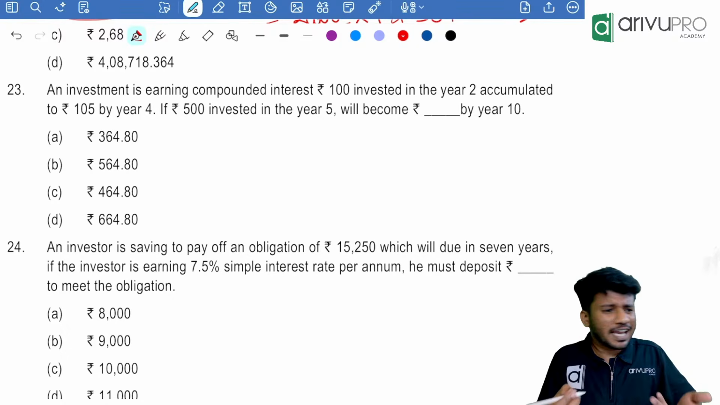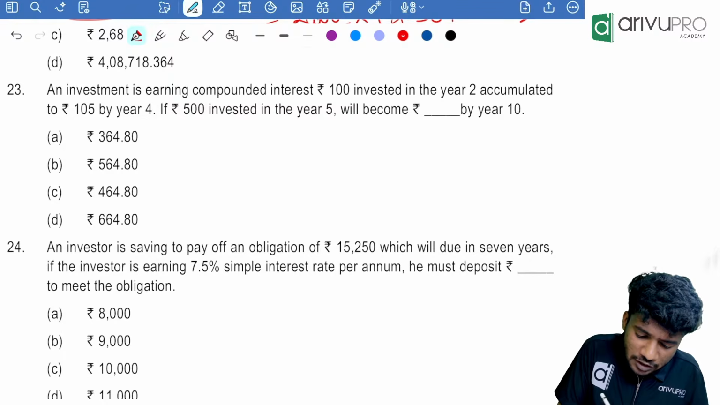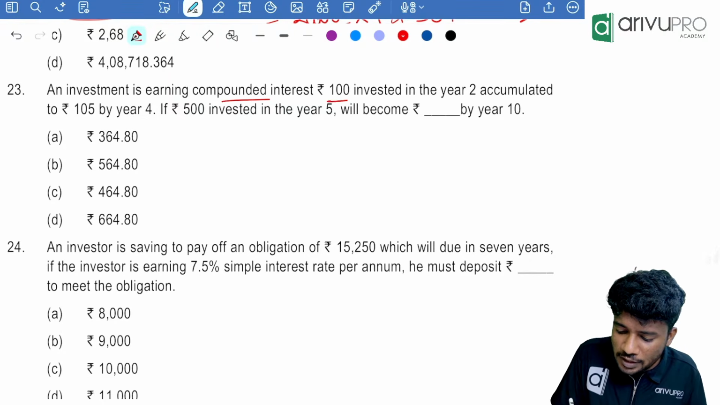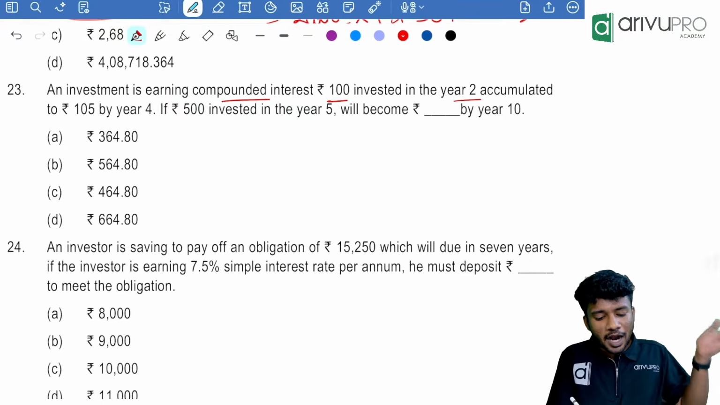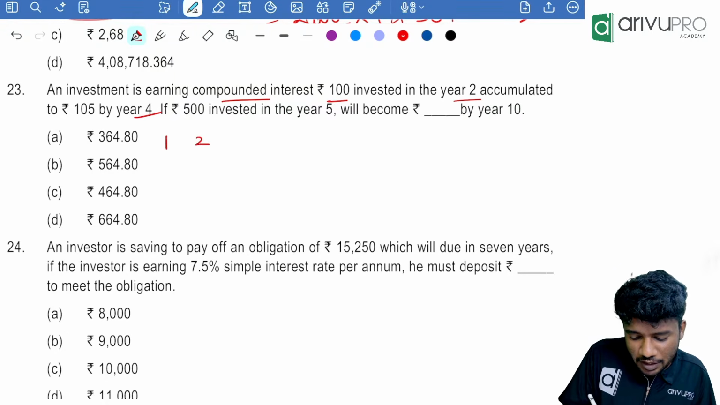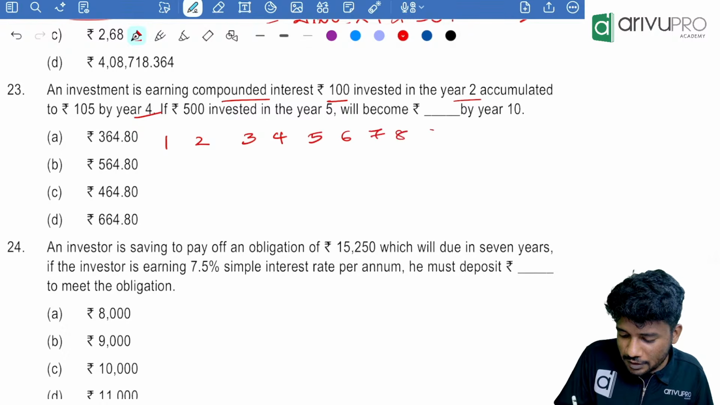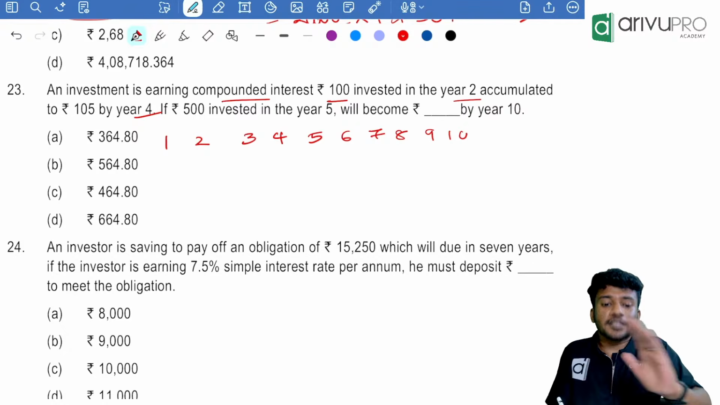Multiple times we have done it. I think it's question 21. An investment is earning compound interest, 1000 invested in year 2 accumulated to 105 by year 4. Very easy. So first year, second year, third year, fourth year, fifth year, then sixth year, seventh year, eighth year, ninth year, 10th year. Every year is there.